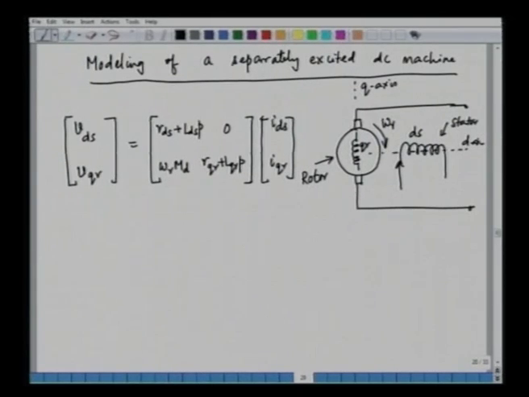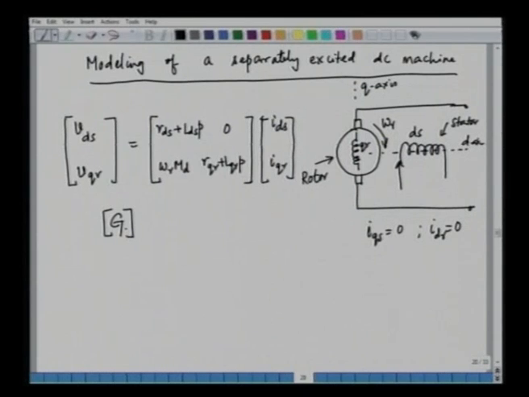rotor. Now, of course, we have already said here that we do not have any q axis stator current and we do not have any d axis rotor current. So, these two variables are 0. So, we have a 2 by 2 matrix here and we have to model the DC motor using this 2 by 2 matrix. So, in this case we can find out what this G matrix is.